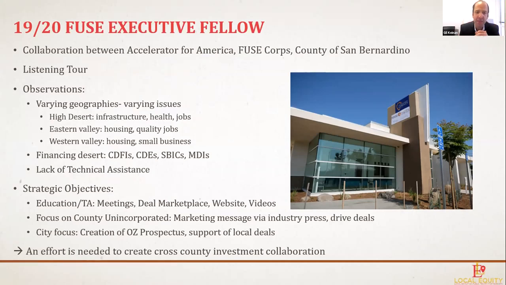And so we created some strategies, one of which was let's drive education and technical assistance. Let's do meetings and Zooms and create a deal marketplace and create a website and create a video. There's a really cool doodle video about what opportunity zones are all about. It's on the website of San Bernardino County. And the second one was let's focus on areas that don't have city support. Let's create a marketing message why investors should come there. Who should be the right parties that should look at it? What type of investors, what kind of lenders and so on and so forth. And the fourth, as the county being the in-betweener between federal, state, and city government, let's support the cities in their own efforts.